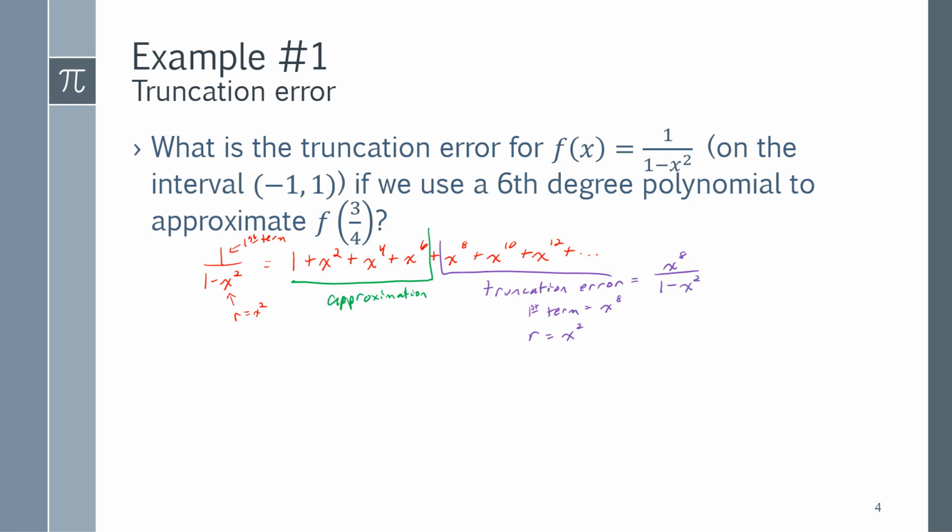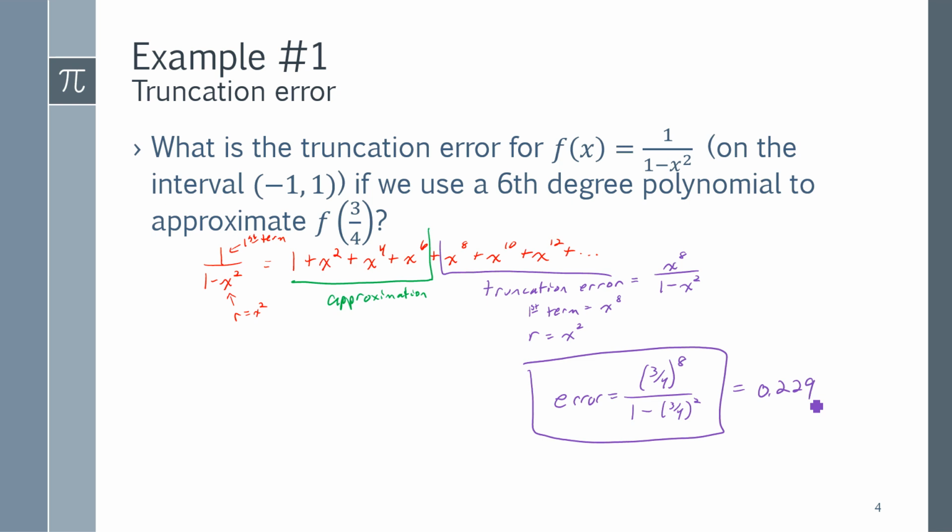So when I do that, since we want to know what's the truncation error when I'm approximating f of 3/4, I plug 3/4 in for x. So I have 3/4 to the 8th over 1 minus 3/4 squared. And this is my error. For those of you who are interested in what that simplifies to, about 0.229 for our error.